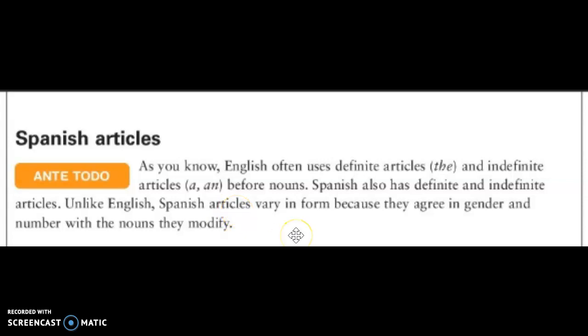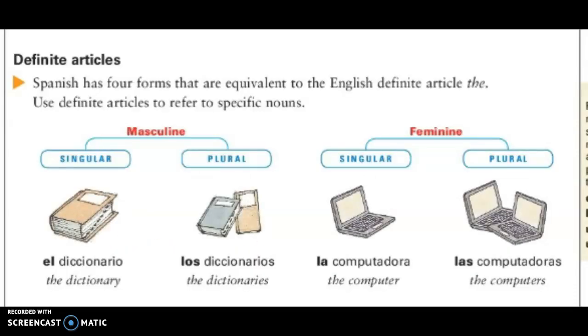So Spanish also has definite and indefinite articles. But unlike English, they vary in form because, you guessed it, once again, they have a gender and number they must match with the nouns they modify. I'd first like to introduce the definite articles. So there are 4 forms that are equivalent to the one English word, the.